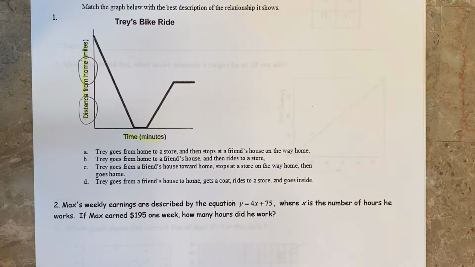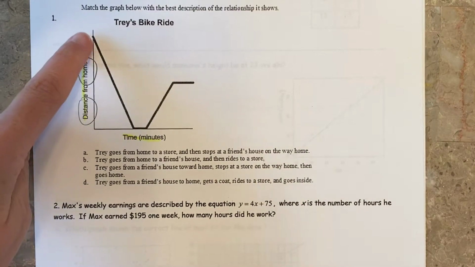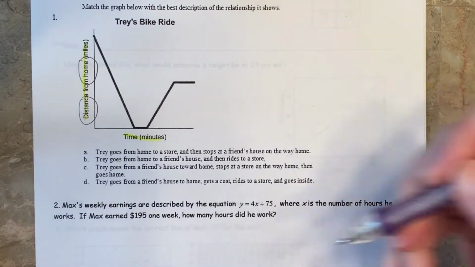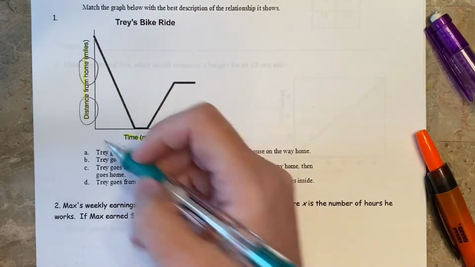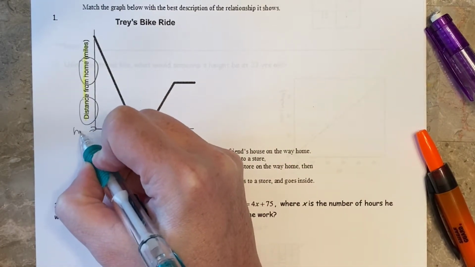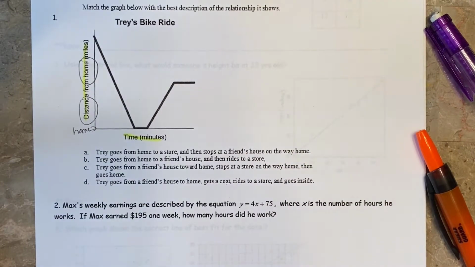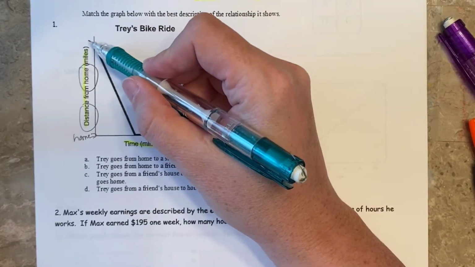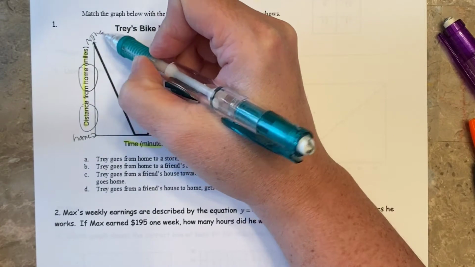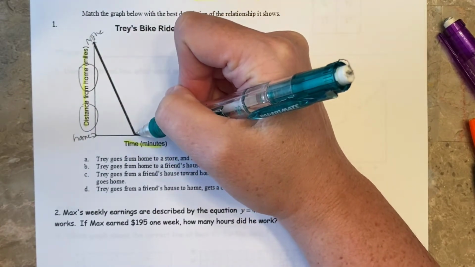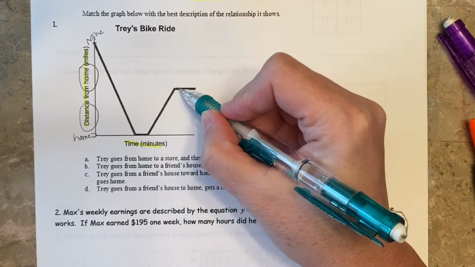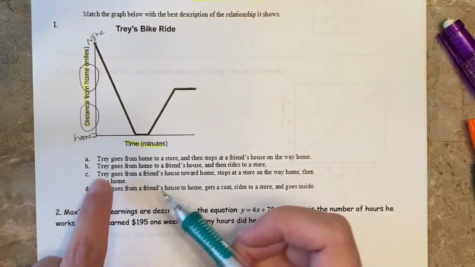So keep in mind that because this line is starting all the way up here, he's not home. Right down here, this would be home. So because the line is up here, that means he's not home. So he's starting not home, and then he goes back to home. He spends some time at home. He starts leaving home, and then he stays wherever he is. So let's read and see which one.